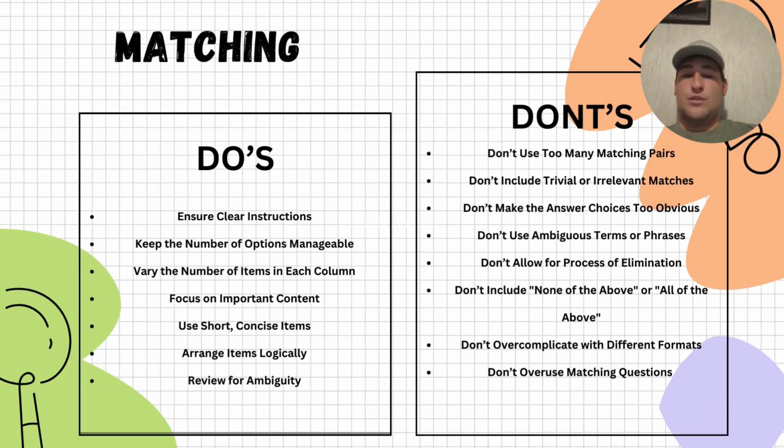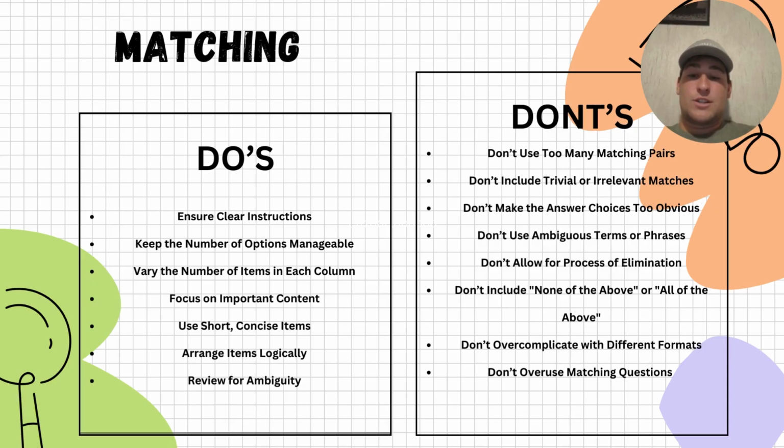Vary the number of items in each column. So if you have 10 in one column, maybe put 12 in the other so students can't get down to the last two or three and just use process of elimination. That way it actually makes them think a little harder and have to rule some out. Focus on the important content. Don't make your matching questions about little details that students probably didn't pick up on during your lessons. Use short, concise items, which kind of goes back to the important content.